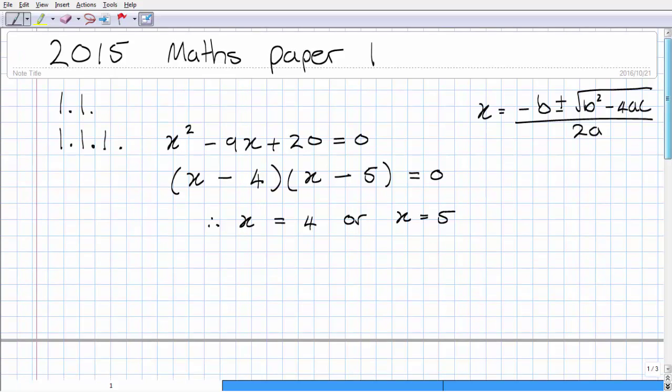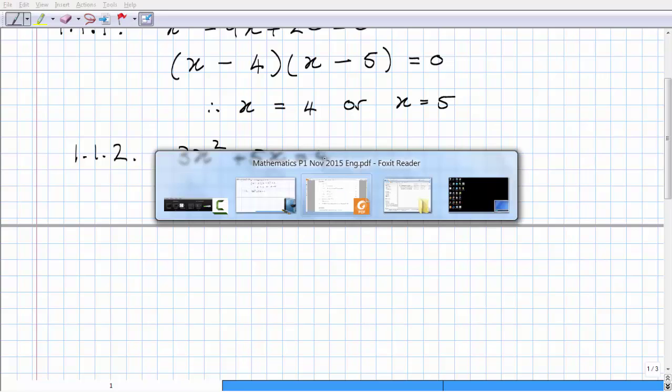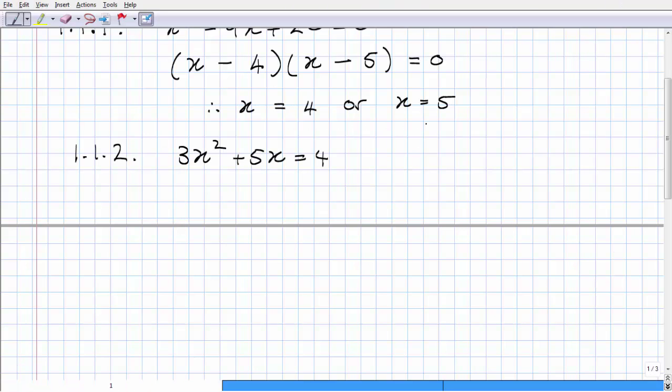We then look at question 1.1.2, and it's the same thing, just slightly more difficult. So we have 3x squared plus 5x equals 4. Let me bring that up just to show you. We're looking at this one over here, 3x squared plus 5x equals 4, and it says correct to 2 decimal places. Now that one's a little bit different.